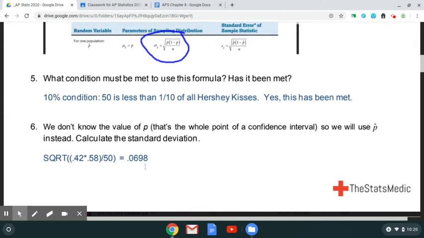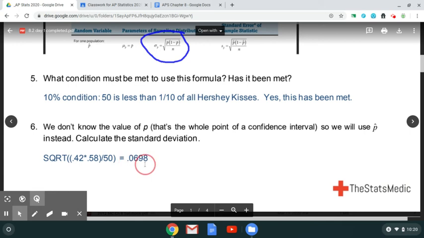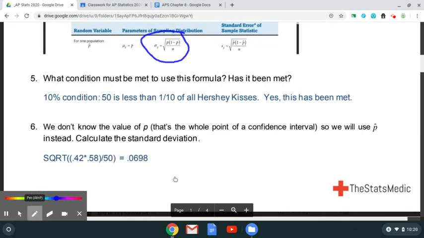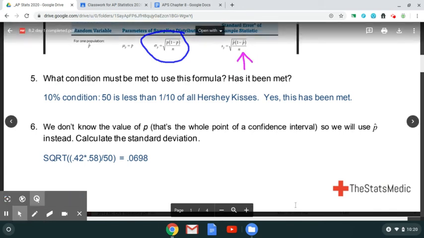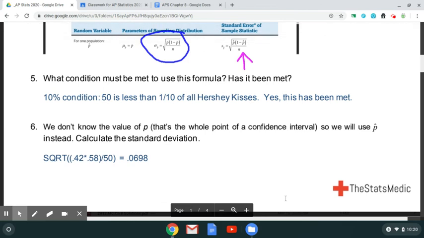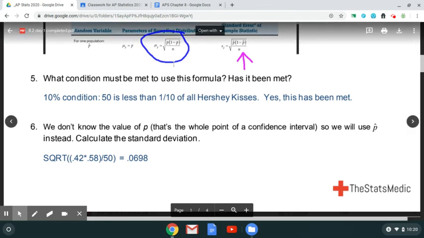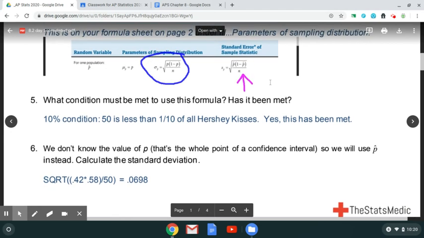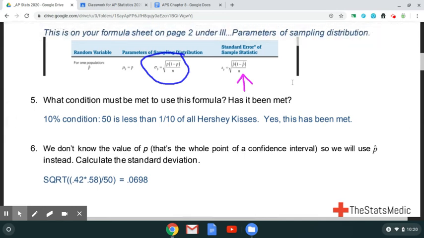Our standard deviation is 0.0698 right here. If you'll also notice, this is right here, and it's not called the standard deviation anymore. It's called the standard error of the sampling statistic. Because we are not going to know p, that's the whole reason we're writing a confidence interval, so we can estimate the true proportion. We're going to have a sample proportion. That's why the name changed, from the standard deviation to the standard error of the sampling statistic.